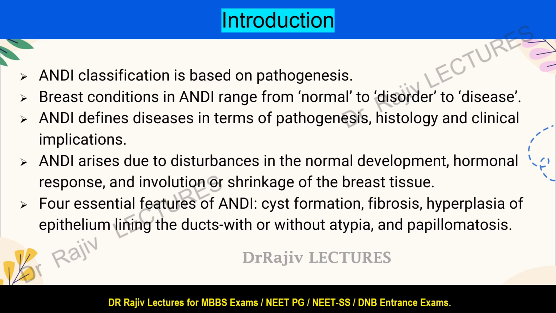ANDI includes benign breast diseases that consist of four essential features. These are cyst formation, fibrosis, hyperplasia of epithelium lining the ducts with or without atypia, and papillomatosis. Cyst formation is the most common and typical feature of benign breast disease.